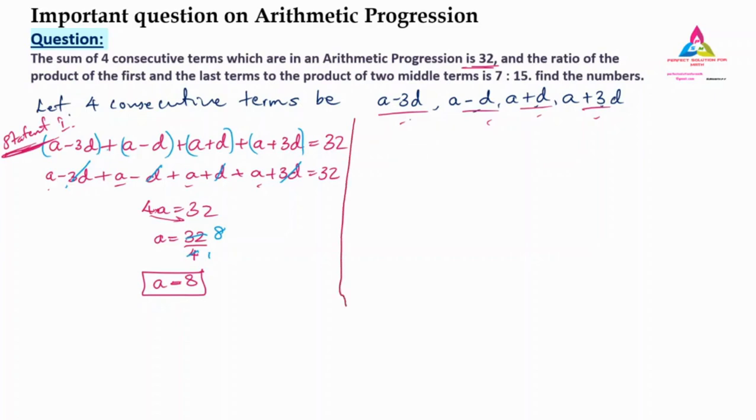Statement 2 states the ratio of the product of the first and the last terms. Ratio means nothing but what? We have to take the is to. But here what I will do, I have already told, when you have 7:15 or any is to ratio, we can consider it as a division. So we can write it as 7/15. Understood? So whenever we get ratios this way, we can write them in terms of division.